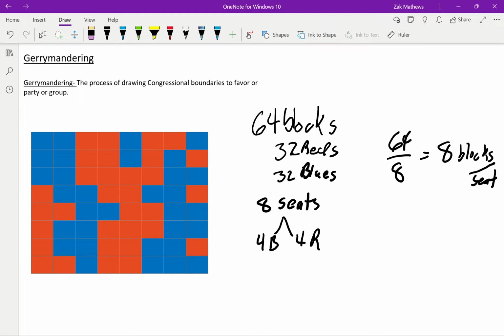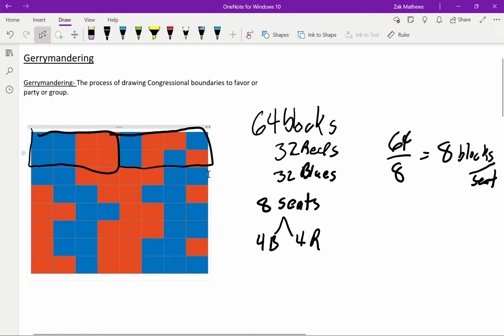So for instance, maybe I choose to draw this as a shape. There's one district. Well, that shape actually looks pretty nice. It's all nice and rectangular. I'm going to draw another one right next to it, another nice rectangular seat. Both contain 8 blocks, and notice this would be 4 red, 4 blue, 4 red, 4 blue. So in both of these, they would be tied. Those 2 candidates would tie, and they'd have to go to some sort of runoff process.